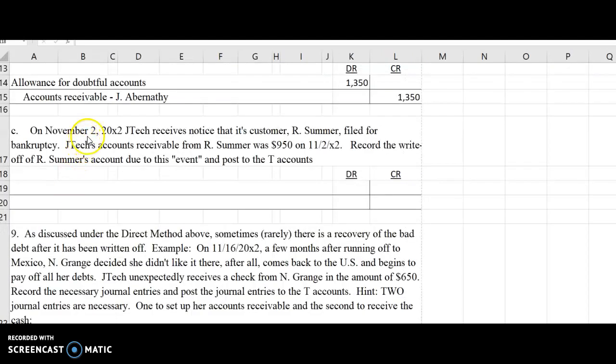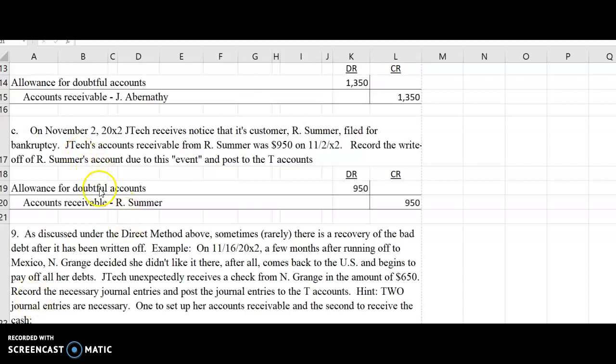Another example, on November 2nd, 20X2, JTech receives notice that its customer R. Summer filed for bankruptcy. JTech's accounts receivable from R. Summer was $950 on November 2nd. Record the write-off of R. Summer's account due to this event and post to the T accounts. Go ahead and do that, then come back and check your work.